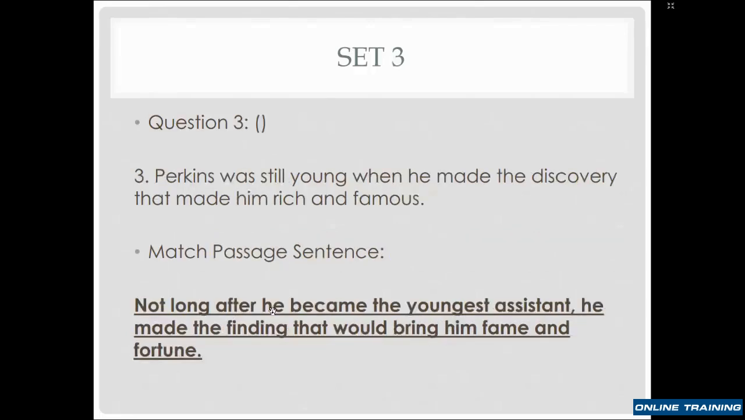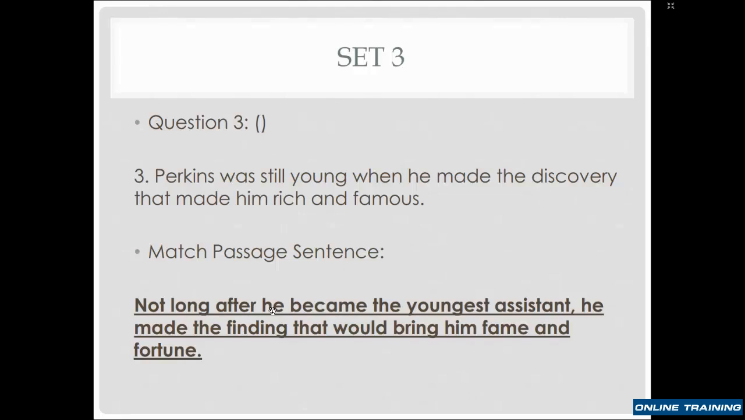Number 3. Perkins was still young when he made the discovery that made him rich and famous. The matching passage sentence: not long after he became the youngest assistant, he made the finding that would bring him fame and fortune. Stop the tape if you want to try to do it yourself and come up with the answer.